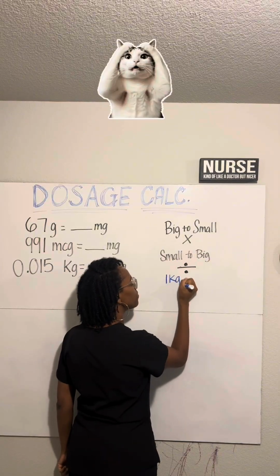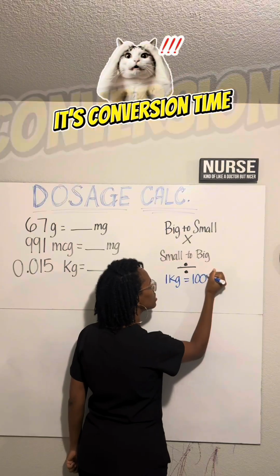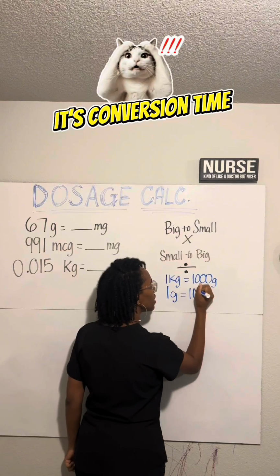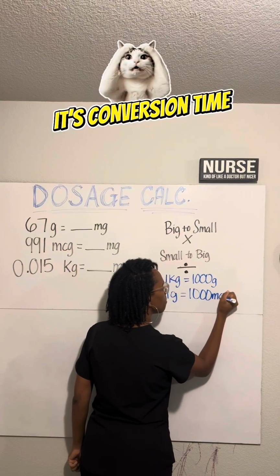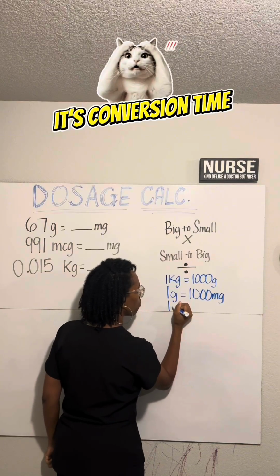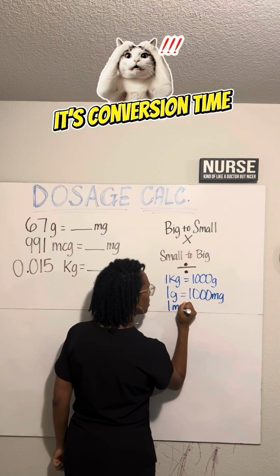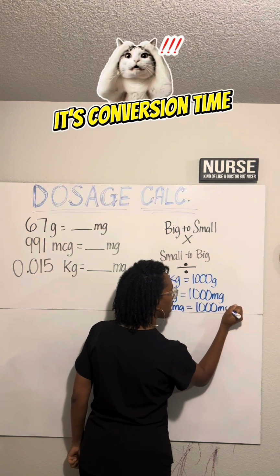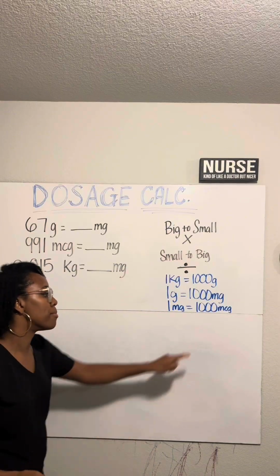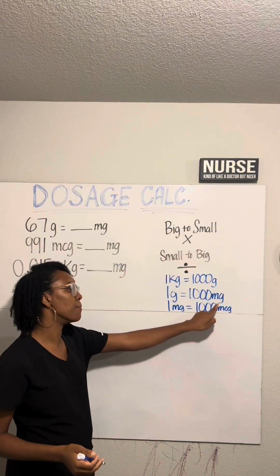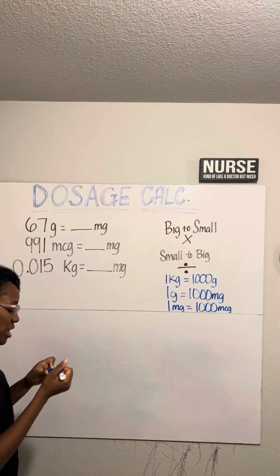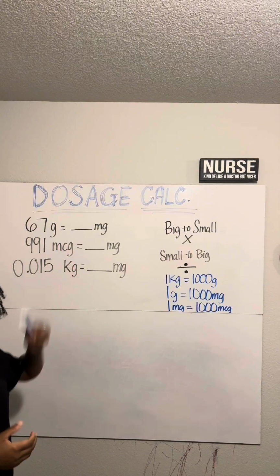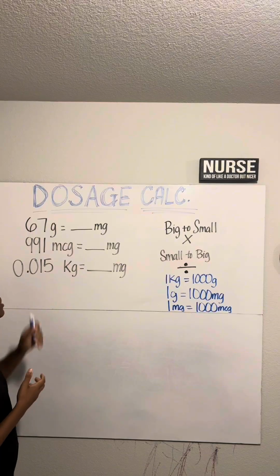1 kilogram equals 1,000 grams. 1 gram equals 1,000 milligrams. And then 1 milligram equals 1,000 micrograms. All right. Remember, micro is going to be with the MC and milli is going to be with the MG. All right. So I am not going to be using dimensional analysis for these first two, but the last one I will. So let's go.